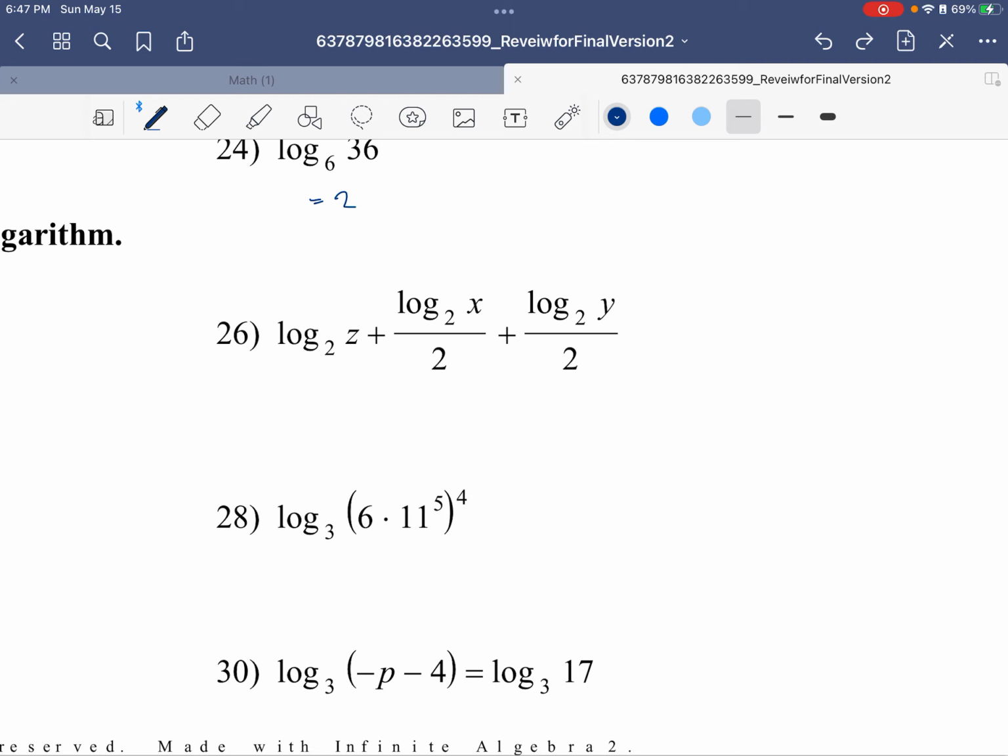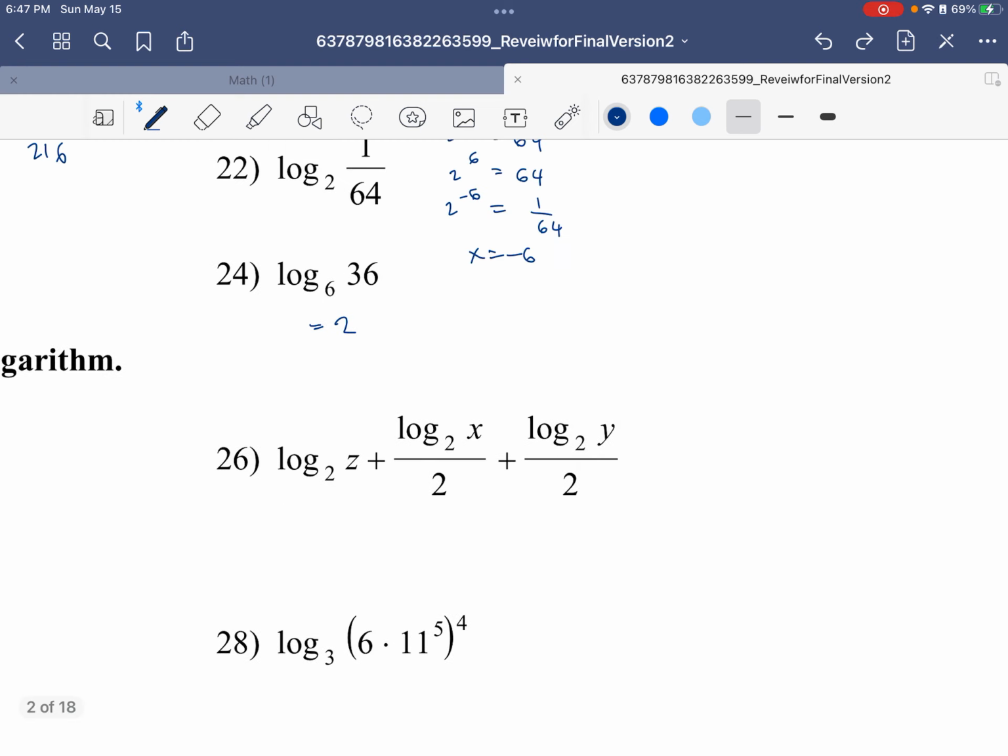So before we can condense, let's make it more clear that all of them have the same base. So I'm gonna write it like this: log base 2 z plus 1/2 log base 2 x plus 1/2 log base 2 y. So this is equal to this. And the reason why we write it like that is so we can move our coefficient to the exponent place so that we can condense our log base 2's.